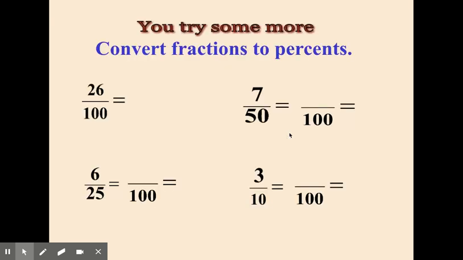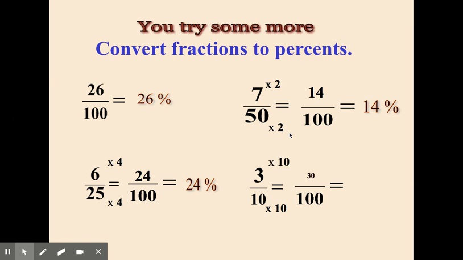Okay, you try these. 26 hundredths is 26%. 7/50ths is 14%. 6/25ths is 24%. And 3/10ths is 30%.